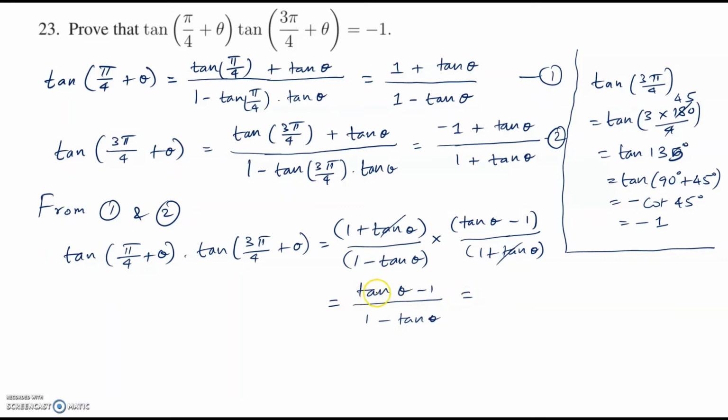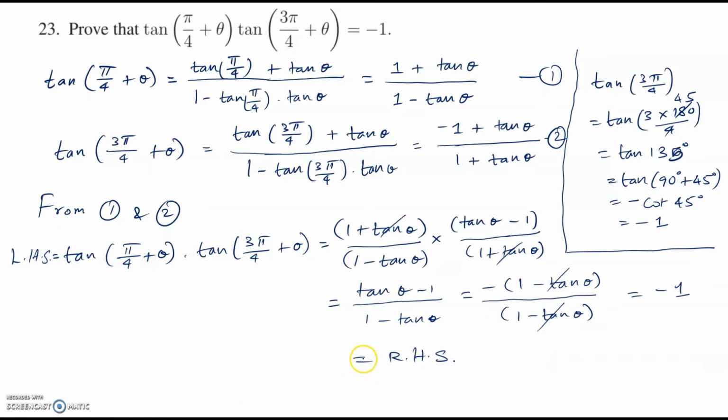So if I take the minus 1 outside of this tan theta minus 1, then this will become 1 minus tan theta, because this will be minus into plus, minus 1 here, minus into minus will be plus tan theta, which is here, divided by 1 minus tan theta. So these two will be cancelled. The answer will be minus 1, so our left hand side is now equal to the right hand side. Hence the proof.